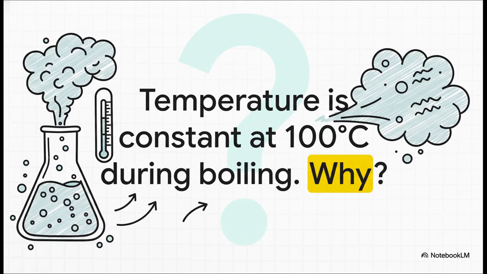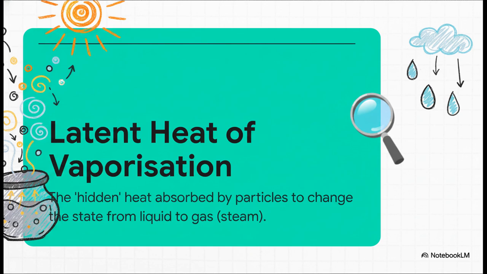And now we see the same interesting thing happen again. As long as the water is boiling, the thermometer reading will stay constant at 100 degrees Celsius. The temperature will not increase until all the water has turned into steam. So, can you guess why this is happening? Yes, it is for the exact same reason as before: latent heat.